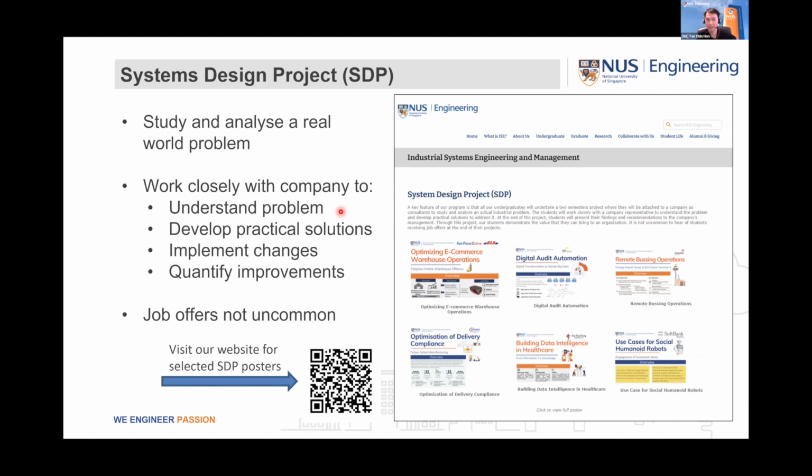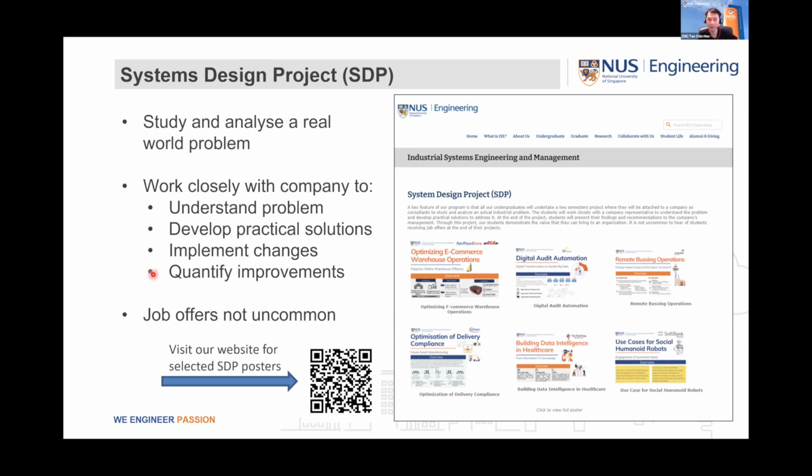And this will require our students to go down to the company to talk to the various stakeholders. They will talk to the people on the ground. They will talk to the managers to understand the problem and the various constraints. Then they are going to develop practical solutions, and then go ahead to implement the change. One key important step over here is that they then quantify the improvements.